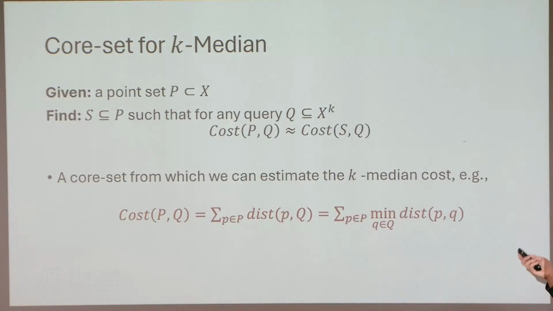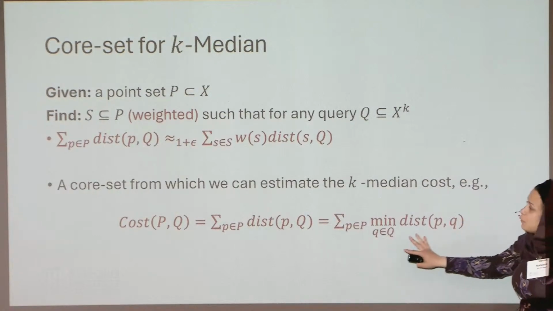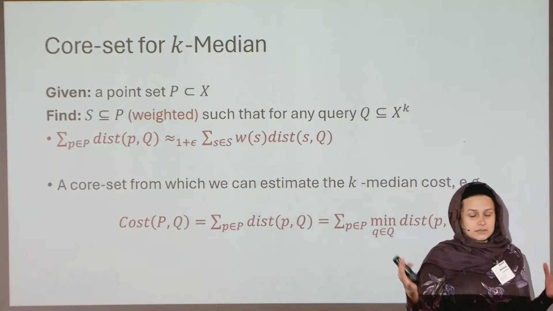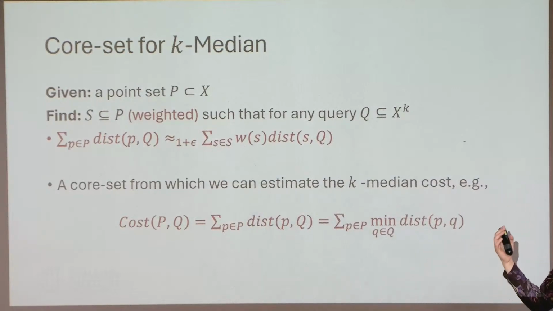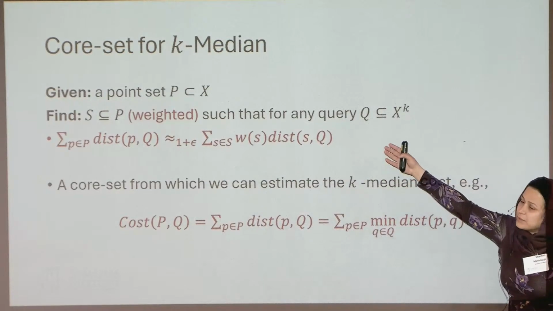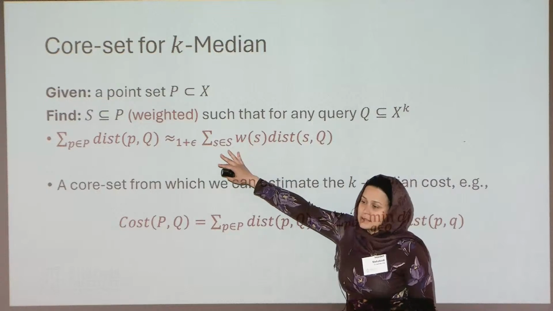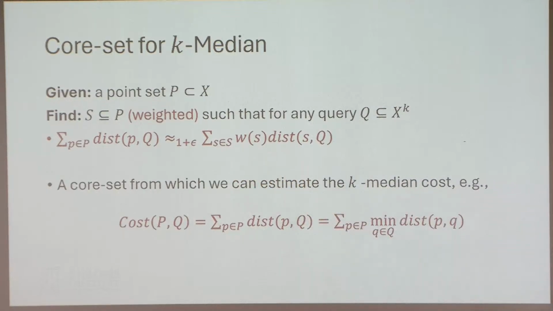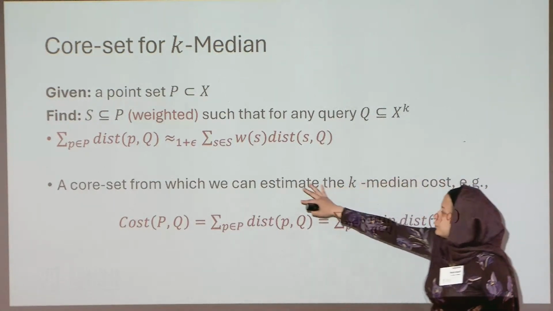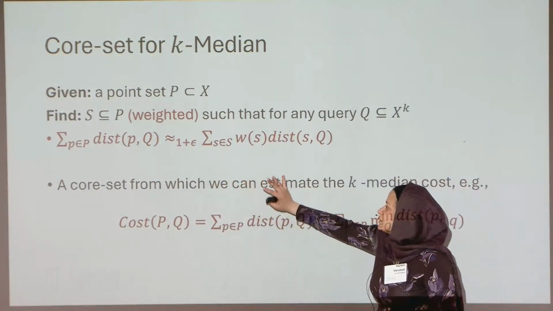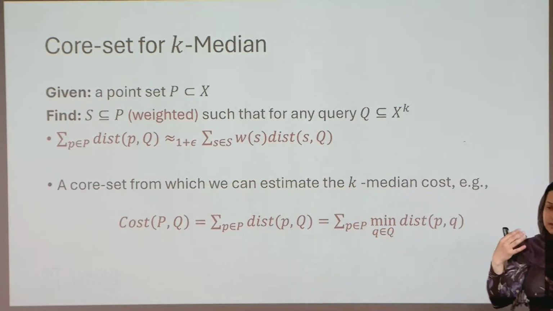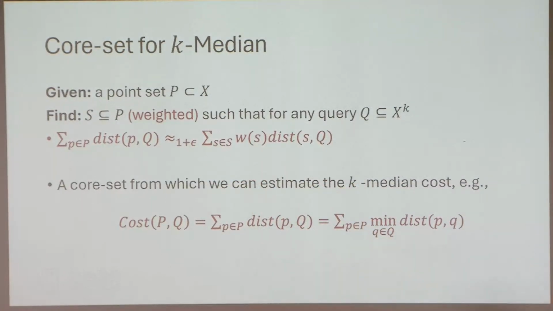Basically, it's easy to see that one needs to have a weighted subset, right? Just preserving a subset does not preserve the cost because we're taking a sum, so we allow the coreset to be actually a weighted sum of the points in the data set. And again, we want to approximate this cost within a factor of 1 plus epsilon by picking a small subset of the original data, and we allow it to be weighted.